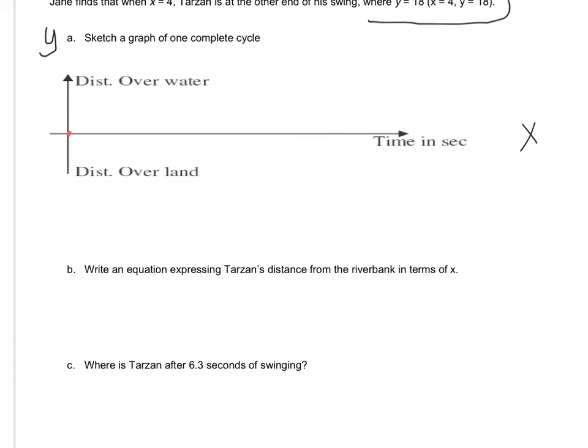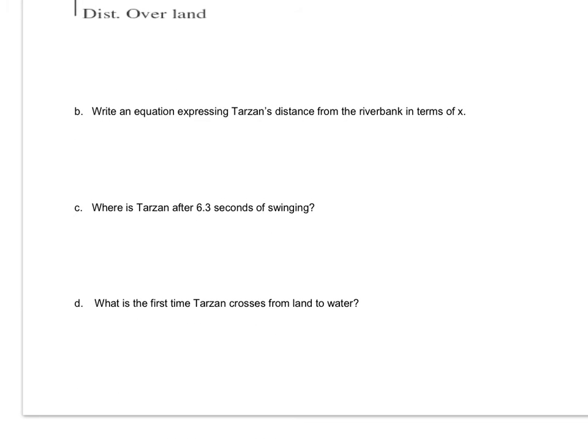You should be able to do B because it says write an equation. Where is Tarzan after 6.3 seconds of swinging? You should be able to do C because once you have your equation, you just plug in 6.3 into the equation and find the output. And then part D, you would need to have a little bit more information from me, basically how to use that graphing calculator, how to plug the equation into the graphing calculator and look at the graph online. So we're just going to cross out part D right now and move on to our next problem.